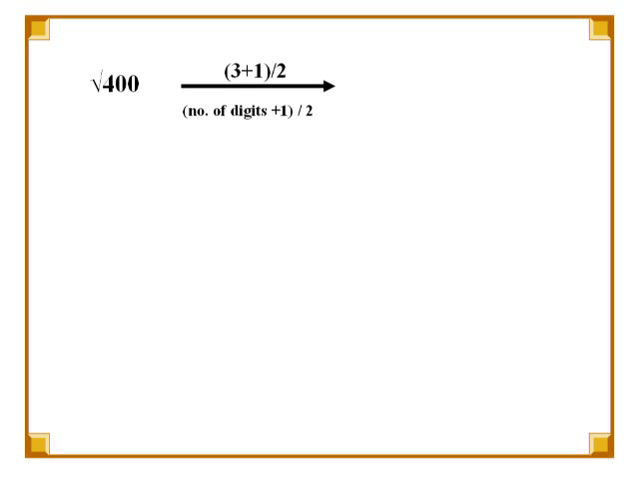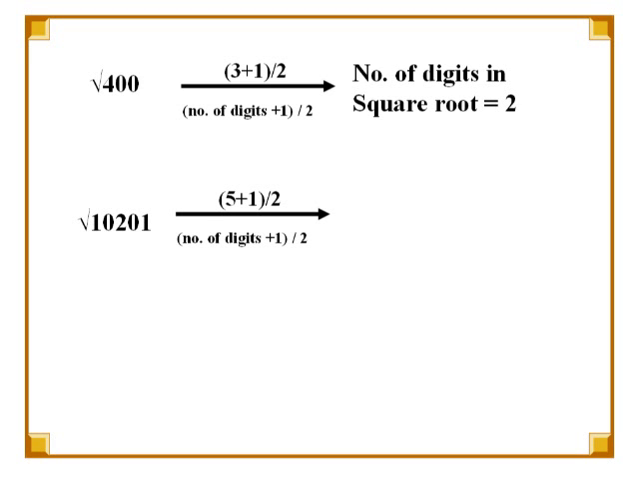Before I delve into explaining this technique, I'd like to explain a couple of simple rules regarding perfect squares and square roots. Given a perfect square with an odd number of digits, its square root will contain (n plus 1) divided by 2 digits, where n is the number of digits in the perfect square. For example, the square root of the number 400 will contain 2 digits, or the square root of 10201 will contain 3 digits.